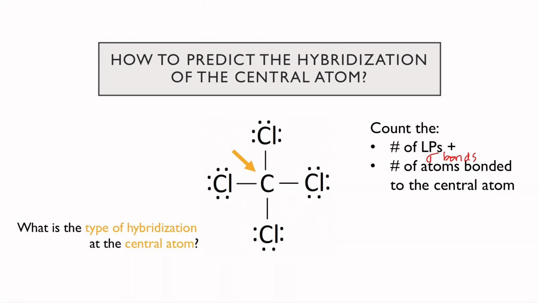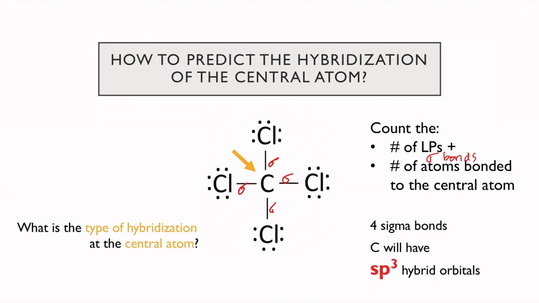So, if you look at carbon here, do you have any lone pairs? No, 0. So, how many atoms around it or how many sigma bonds? You have 1, 2, 3, 4. So, sigma, sigma, sigma, sigma. So, you have 4 bonds. So, that means your carbon will have sp3 hybrid orbitals. The type of hybridization at the carbon central atom will be sp3.